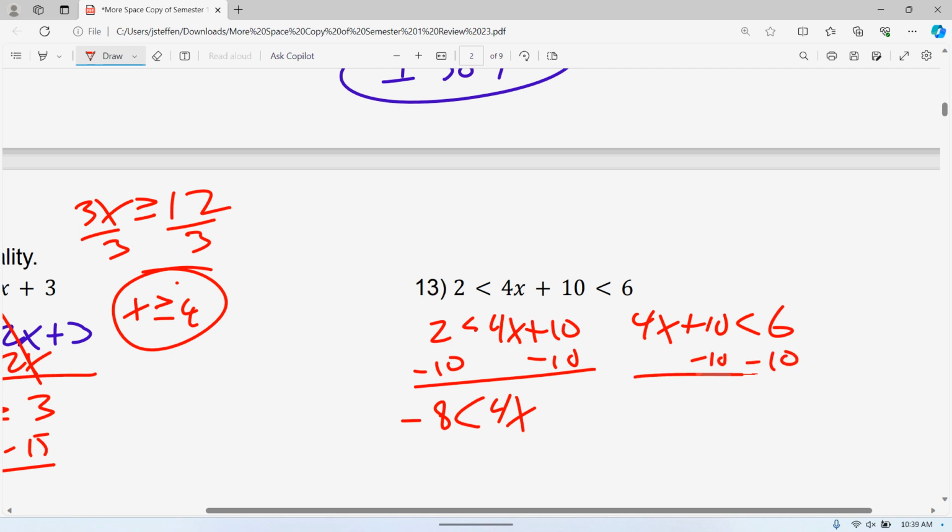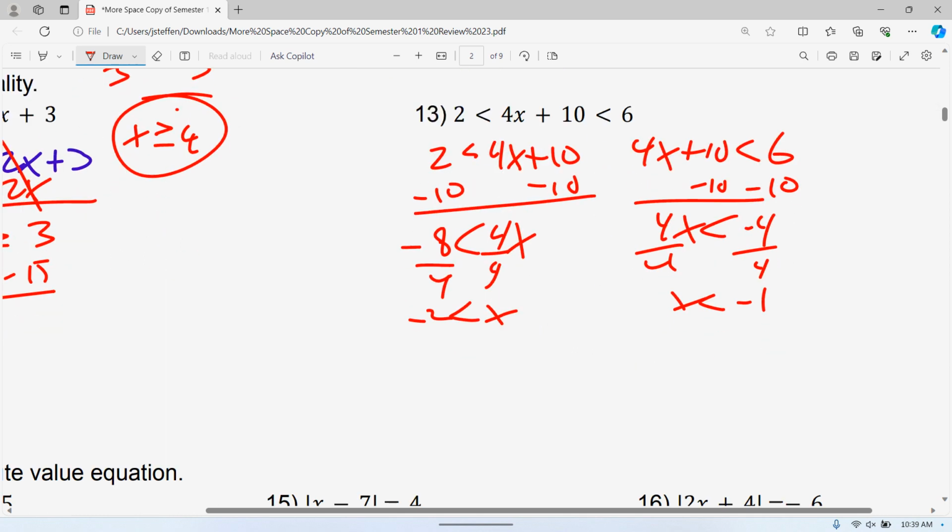Subtract 10 over here. Divide by 4. Divide both sides by 4. Whoops, not negative 4. So x is less than negative 1. So your final answer, if this was short answer, you could leave it like that, but most likely it's going to look like this.